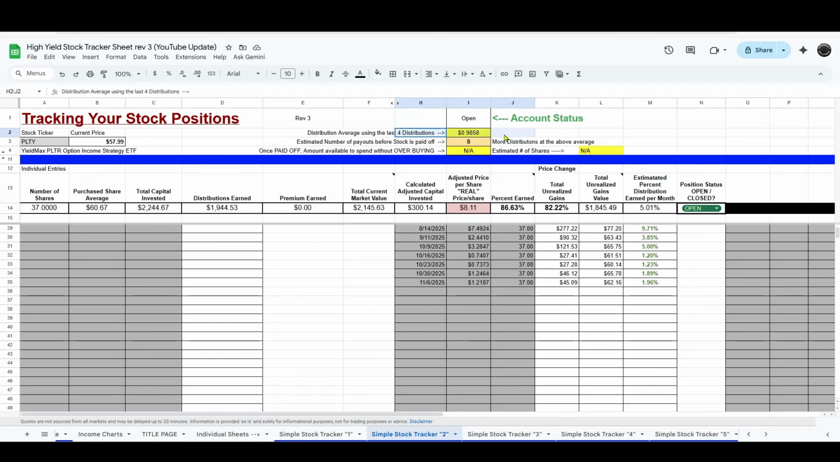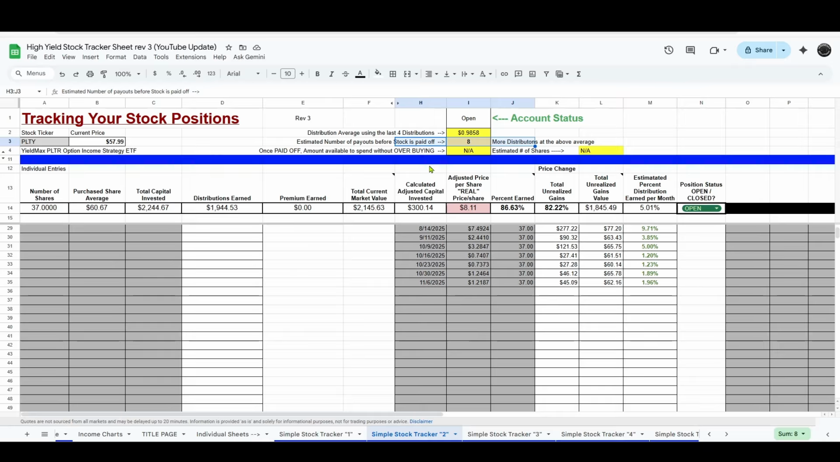You can see that the new distribution up here is a little closer to what we should expect. We've seen some 74, 73, $1.20, and $1.20, and that average being 98 cents. That helps to get us a little bit closer to what is a real average distribution amount. And according to that, I only need 8 more distributions before I get PLTY paid off. So as long as I earn that 98 cents or more, this should get paid off in 8 more weeks.